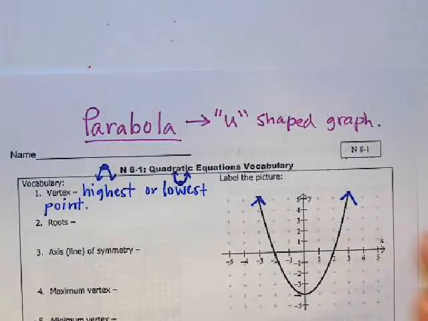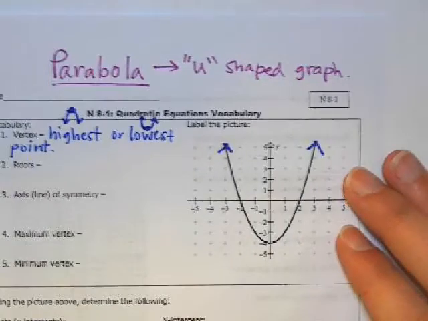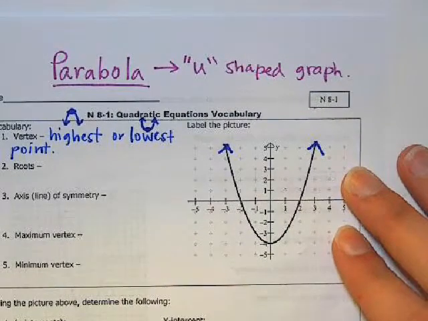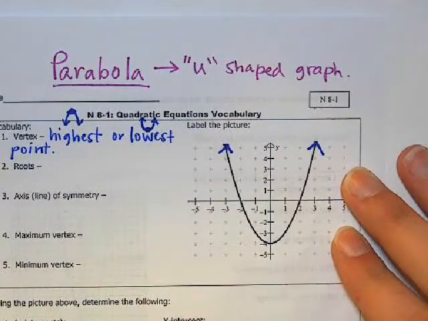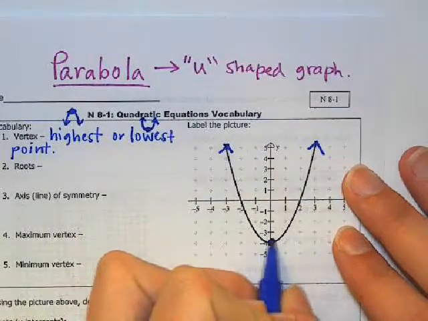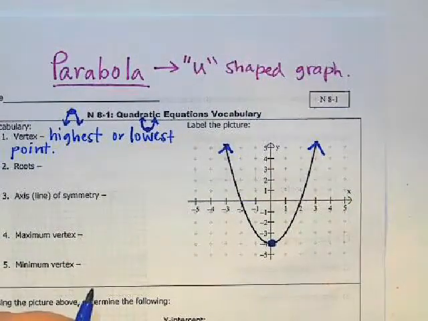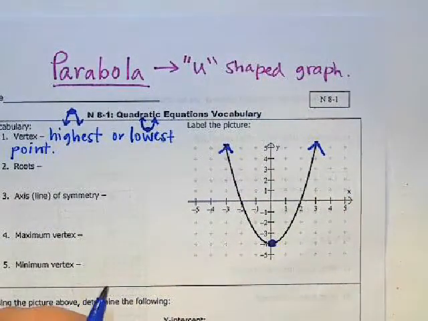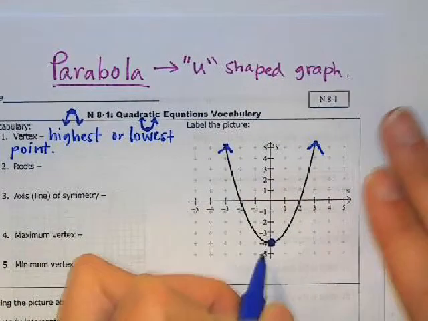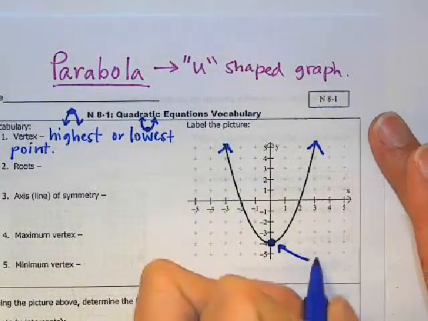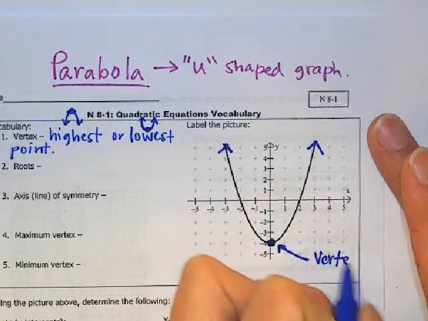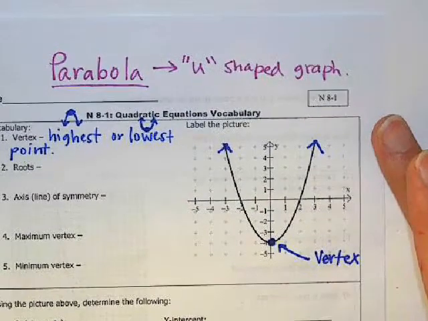Okay, so on your graph over here, we're going to label it. So it's either your highest or your lowest point. So this one is my lowest point. It's either one or the other. You can't have a high and a low point. So this is a low point, and I'm going to draw an arrow and label it vertex.